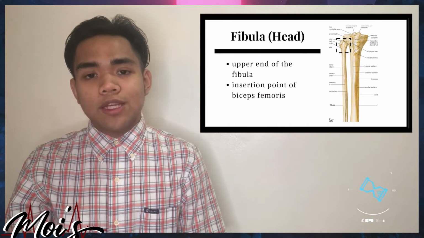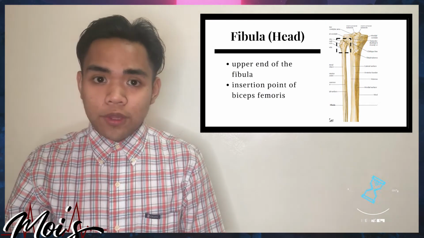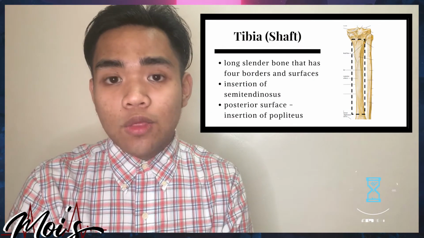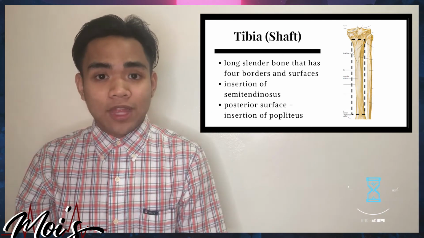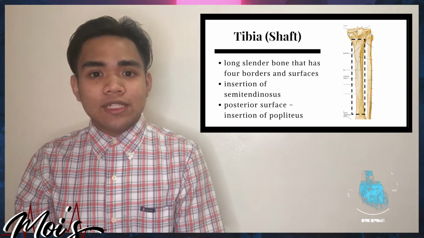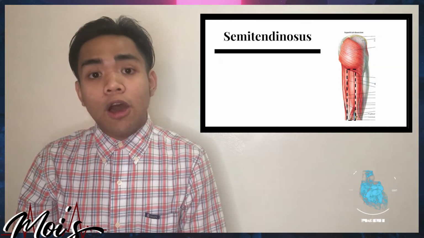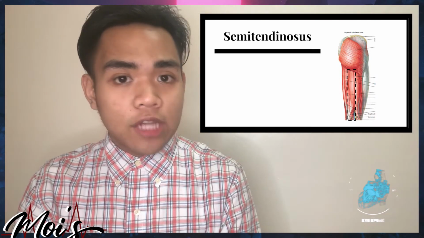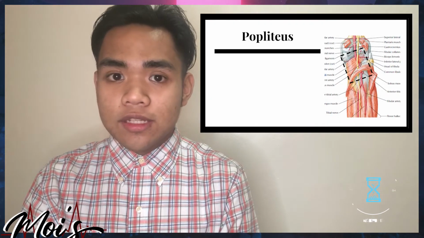The head of the fibula is located at the upper end of the fibula. This serves as the insertion point of the biceps femoris muscle. In the tibia, we have the shaft and the two condyles. The shaft of the tibia is a long slender bone that has four borders and surfaces. It serves as the insertion point of the semitendinosus muscle, specifically at the upper part of its medial surface. The posterior surface of the shaft above the soleal line is where the popliteus muscle inserts.